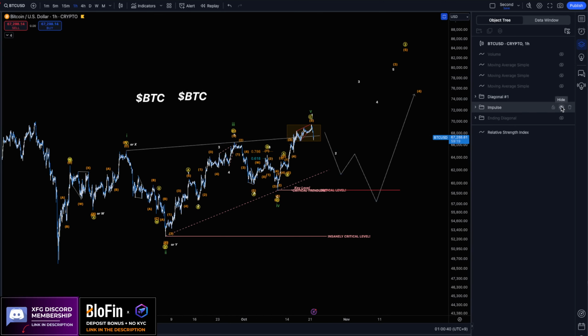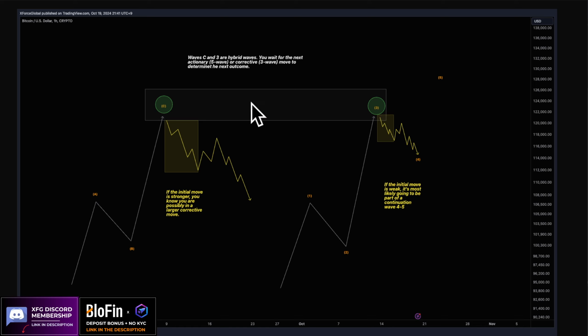But until we get a little bit more data, possibly within this week, then we know that this idea could be kind of overlapping with each other until then. And in my opinion, we won't know until we actually get the severity of the pullback of this first actionary wave that we're going to be looking for.